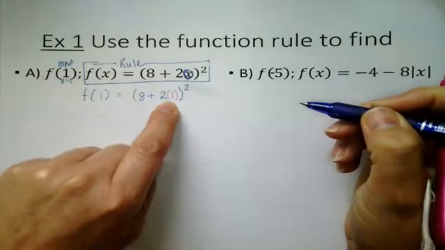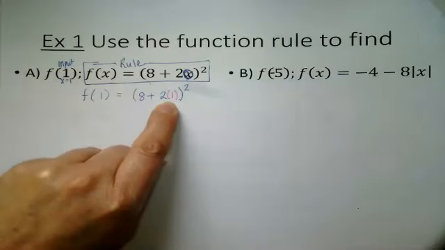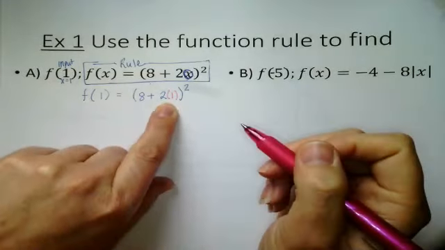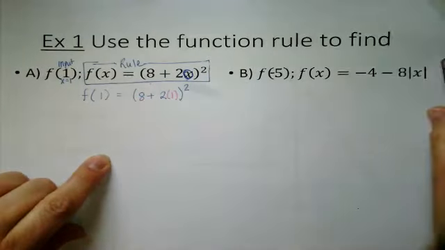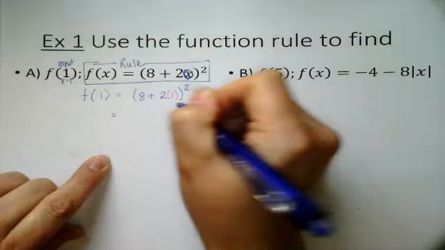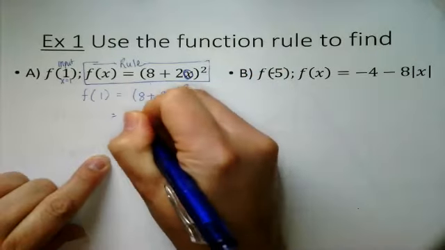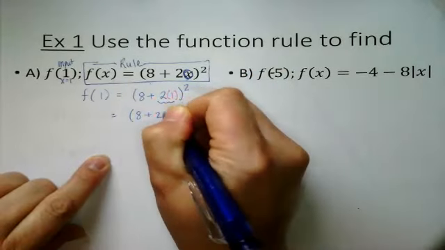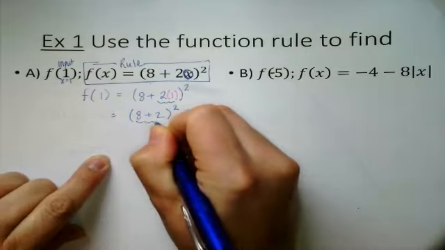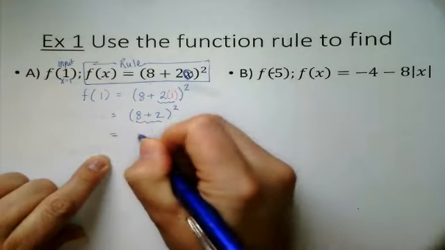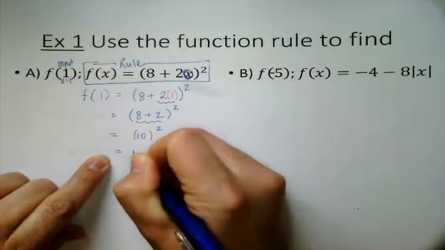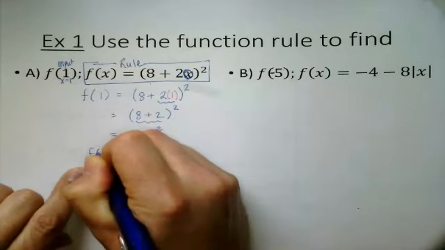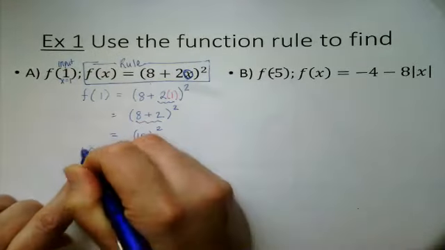It's always a good idea when you're plugging something in to use parentheses. I'm going to multiply inside the parentheses first, order of operations. 2 times 1 is 2. Inside the parentheses, I'm going to add. 8 plus 2 is 10. And then, of course, 10 squared is 100. And so f of 1 equals 100.